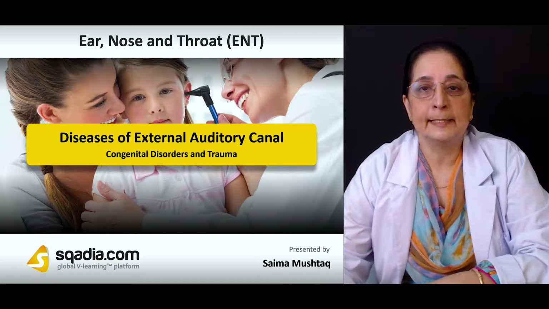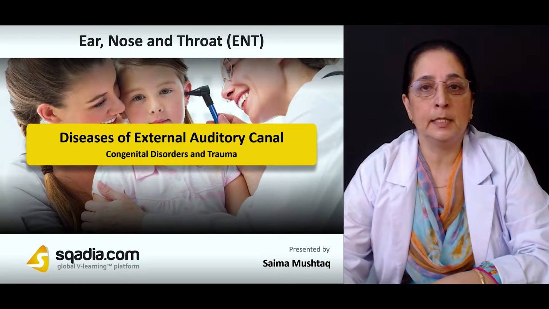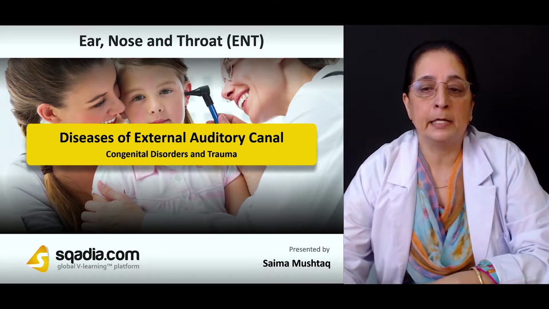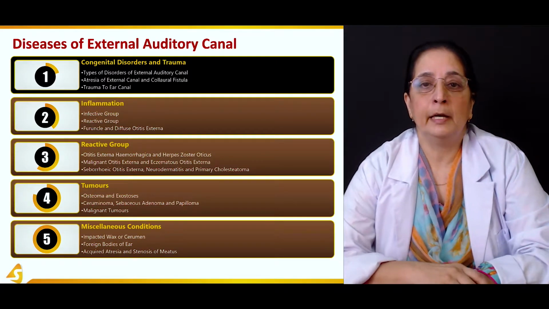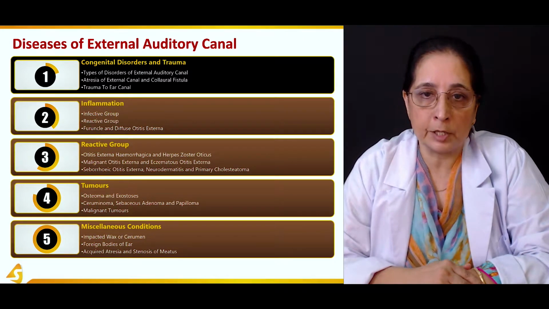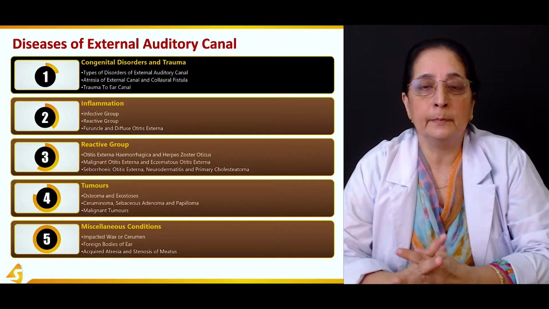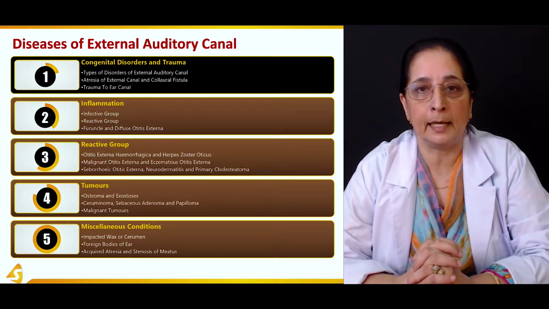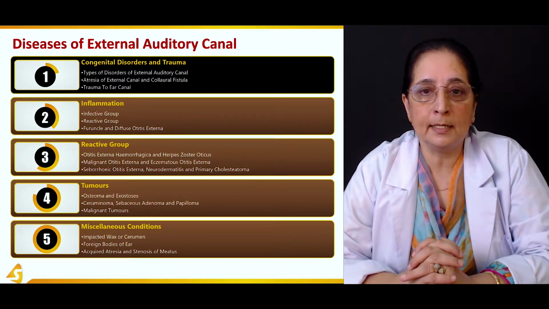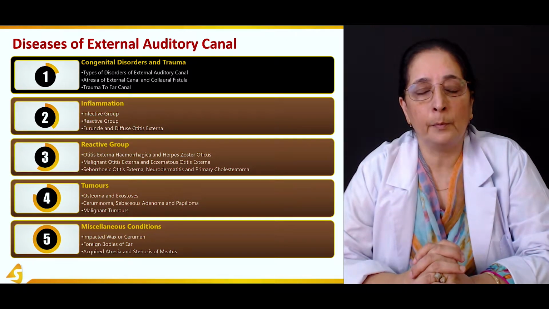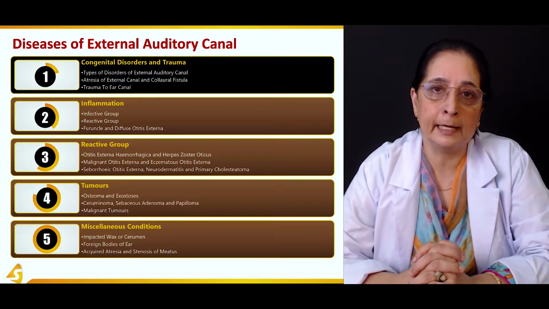So let's start with section 1 of the lecture topic, diseases of the external auditory canal. In this section, we will talk about some congenital disorders and trauma. We divided this section into congenital disorders and trauma, and we will talk about different congenital disorders that affect the external auditory canal. We will talk about atresia of the external canal and collaural fistula, and also trauma to the ear canal and how we can manage it.